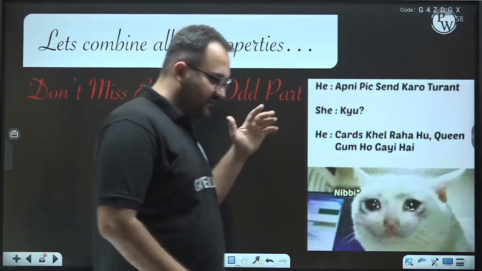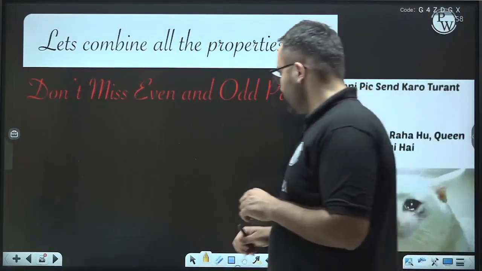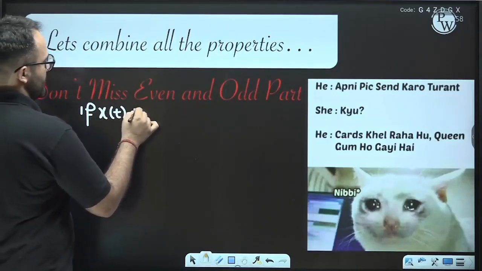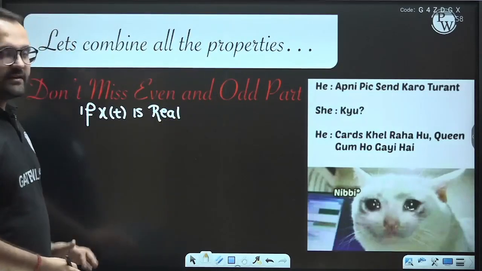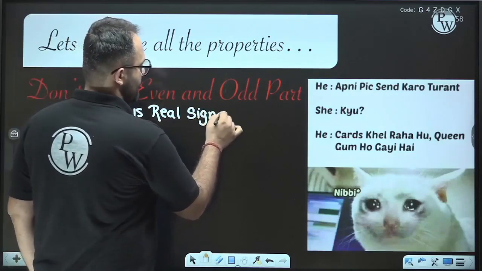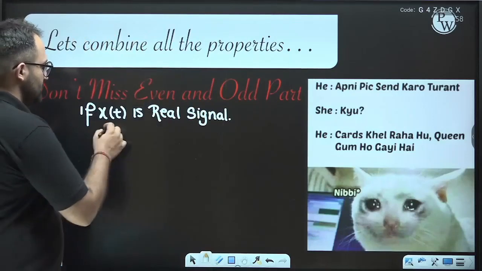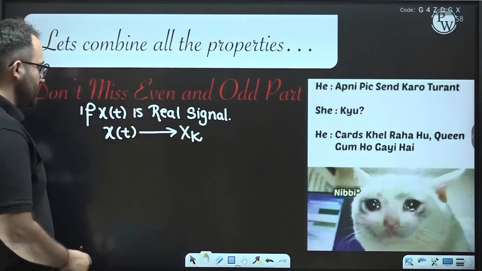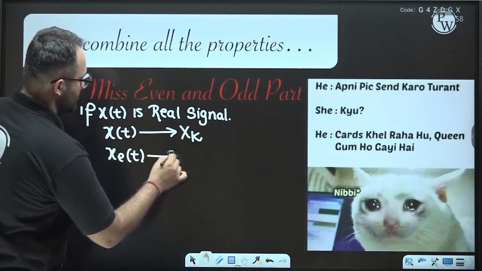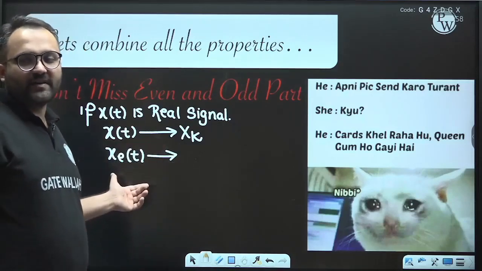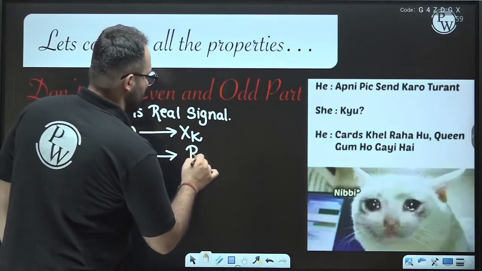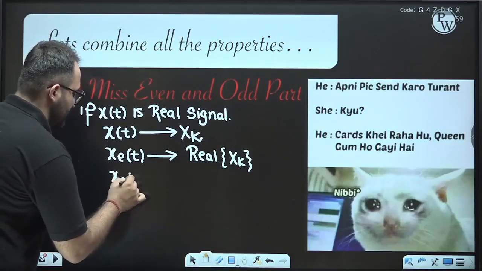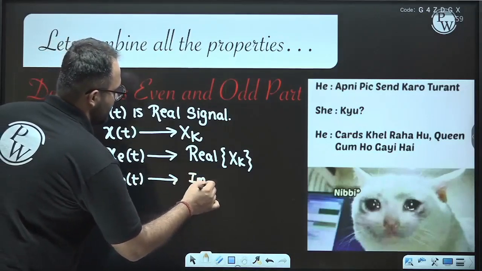Great. Now this last property is also very important. It actually comes from that chart only. This property says that if x(t) is a real signal and x(t) has Fourier series coefficient x_k, then the even part of x(t), you remember the even part and odd part of a signal, will have Fourier series coefficient equal to the real part of x_k, and the odd part of x(t) will have Fourier series coefficient equal to the imaginary part of x_k.